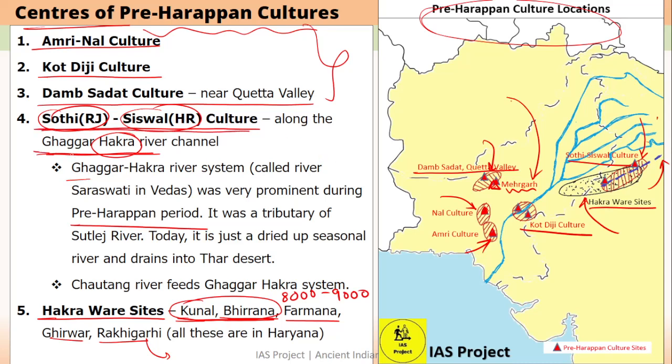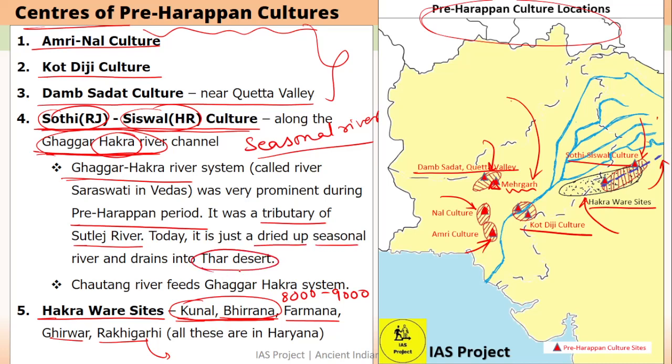But today, Ghaggar Hakra river system is practically insignificant, and moreover, it is a seasonal river, which means that whenever there are rains, there will be water. Otherwise, it would be dried up. So almost 5,000 years ago, Ghaggar Hakra river was a large river. At that time, it was actually a tributary of Sutlej river. But today, it is basically dried up and it is a seasonal river. Hakra river today actually drains into Thar desert.